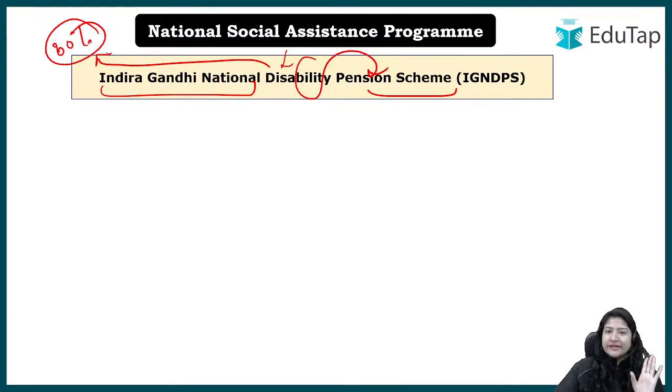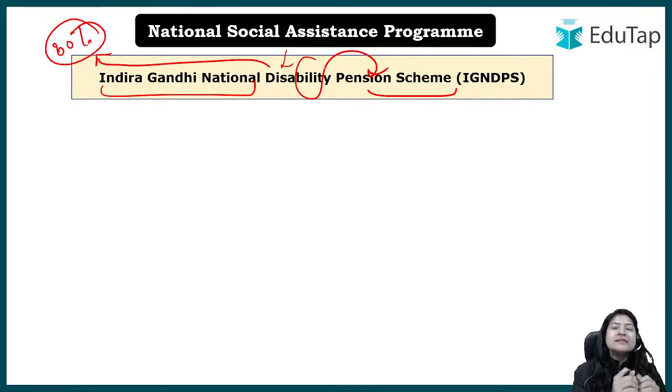80% minimum disability होनी चाहिए person में to get benefit under the scheme. Okay, now here also age is different. Okay, देखो, in the previous cases we have to understand that there was a certain situation on which they were not able to get the financial assistance, and that is what the government was providing.